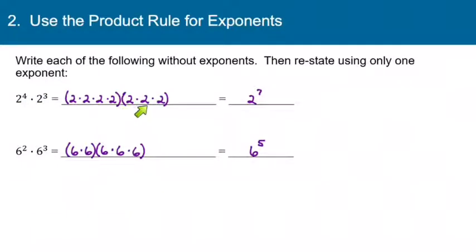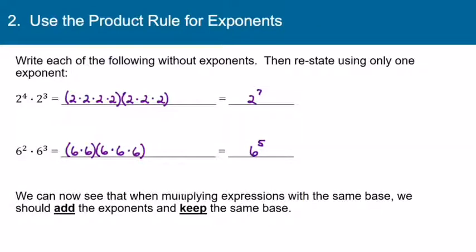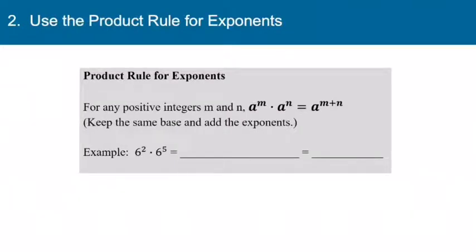Can you see that here? That we have 4 2's from this factor and 3 more 2's from this second factor. So that's a total of 7 2's. And here we have 2 6's from this factor, 3 more 6's from this factor. So we ended up with a total of 5 6's. So now we can see that when we're multiplying expressions with the same base, we should add the exponents and keep the same base. So that is basically the product rule.